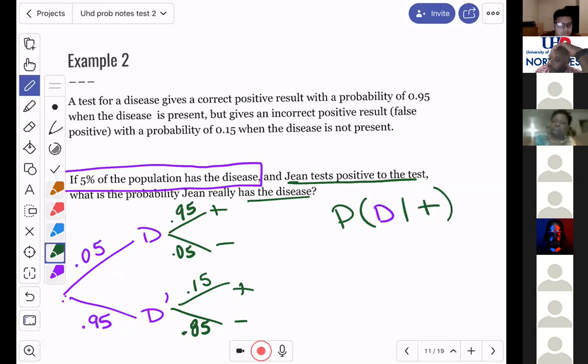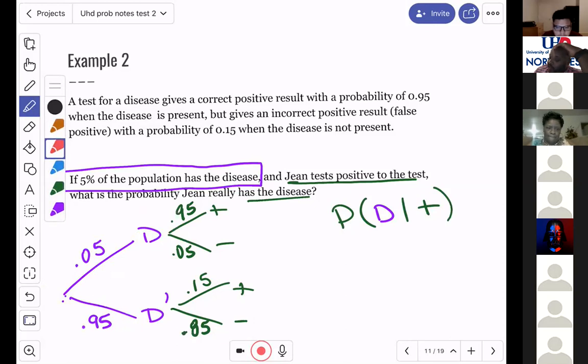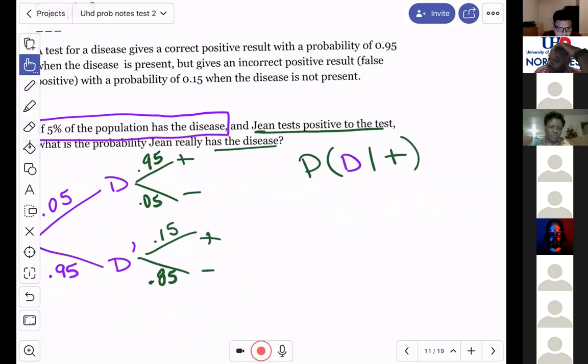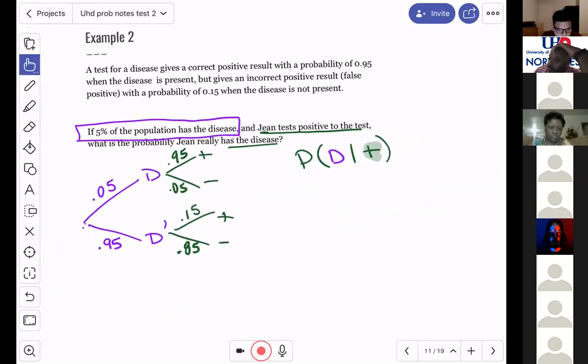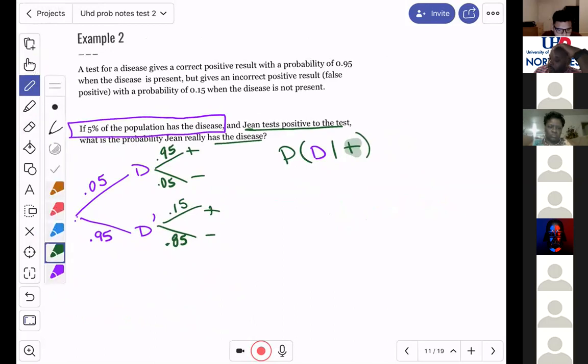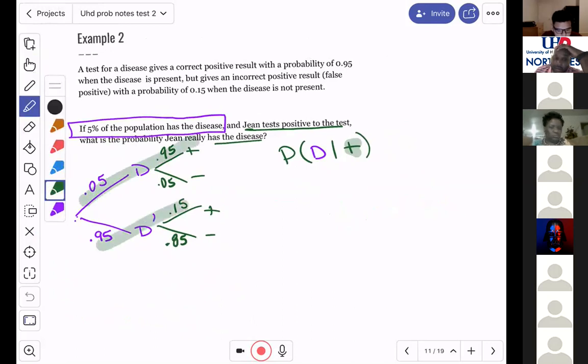Who am I interested in? I'm interested in which people? What's the denominator going to be? Positive. Just the positive people. I only care about positive people in the sample. Remember, I look at this to restrict. So I only care about this branch and that branch.